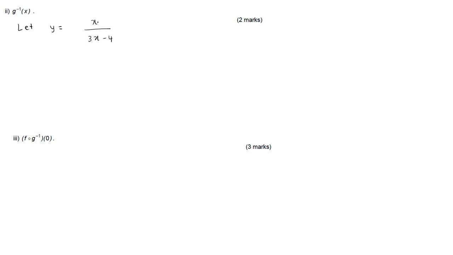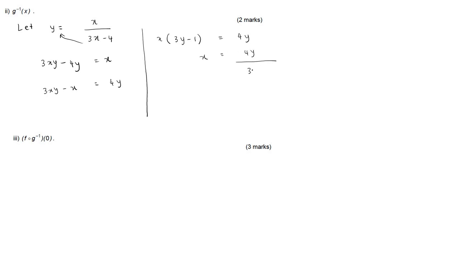Kita akan tukar. Kita akan jadikan x yang di sebelah kiri. So first kita multiply, 3xy minus 4y equals x. Sebab kita nak x kat sebelah kiri, semua yang ada x kita bawa ke kiri. 3xy minus x. The one without x bring to the right. Yang tak ada x bawa ke kanan. Then we can factorize the x. 3y minus 1 equals 4y. Leave only x on the left and bring everything else to the right.